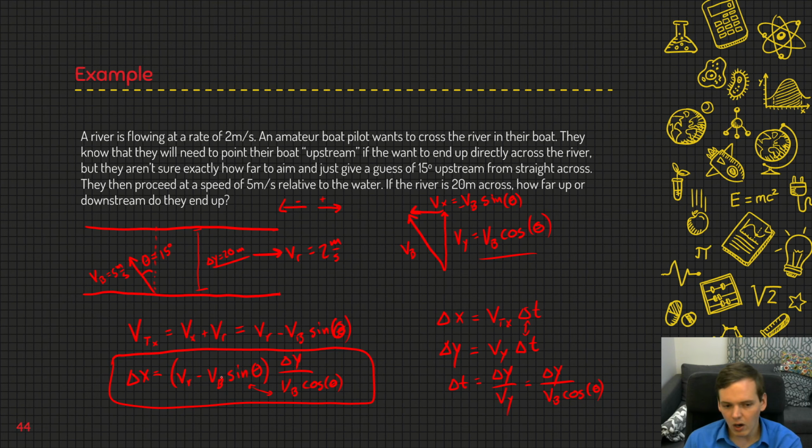We know Vr, we know Vb, we know delta y, we know theta, so we can plug this in and we'll get a number. But like I said before, I just don't have a calculator here, so I'll leave that as an exercise for you to actually calculate it. But that's the idea behind 2D kinematics. We broke it into components. We dealt with the y stuff, we dealt with the x stuff, and then we combined them back at the end.